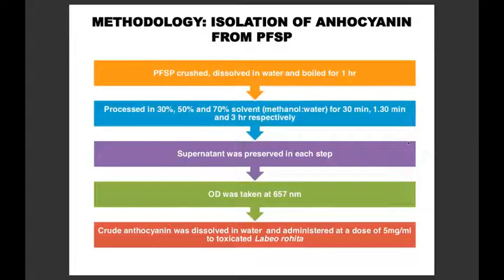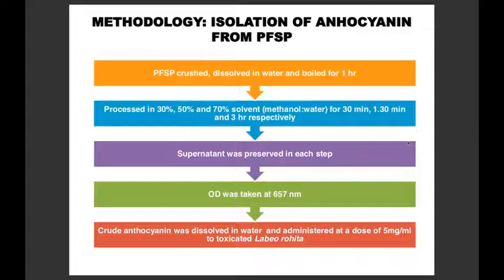So how can we isolate the anthocyanin from purple fleshed sweet potato? There are so many processes through which anthocyanin can be isolated from the purple fleshed sweet potato. But we finally have to inject the isolated anthocyanin into the toxicated fish. If we isolate the anthocyanin using acetone or alcohol, then it will create many more hazards in addition to the insecticides in the non-target organisms.